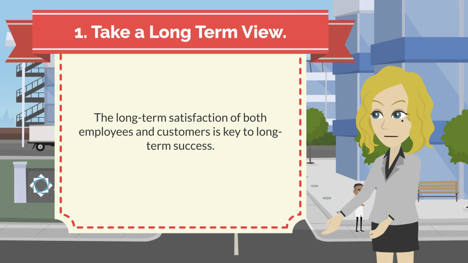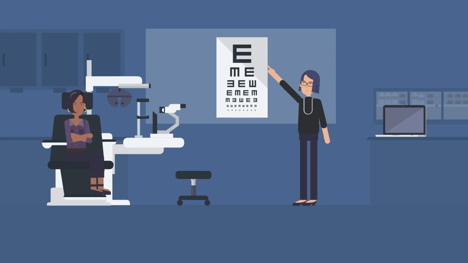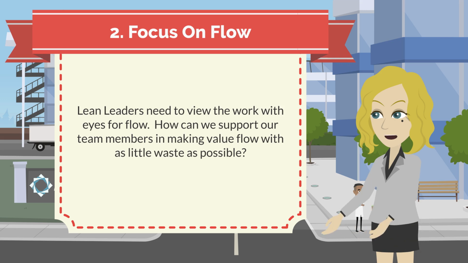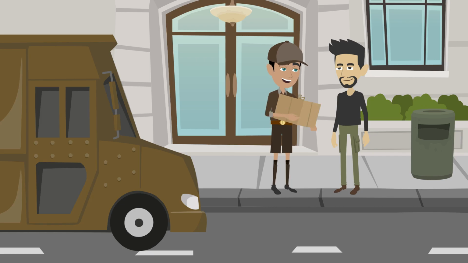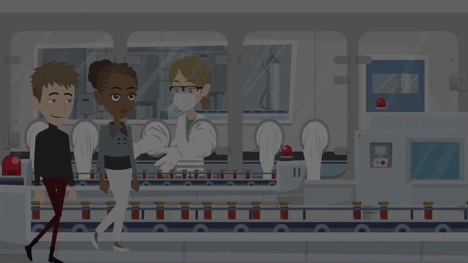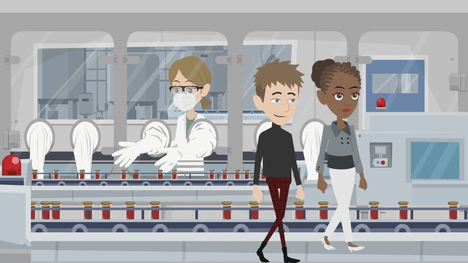Number 2. Lean leaders have a focus on flow. One of the 5 principles of lean, as defined by Womack and Jones, is to make value flow. How can lean leaders focus on flow? They need to change their vision. Not their eyeglass prescription, but the way they view the work. When information or products move toward the customer from the beginning, for example, a customer request, to the end, delivery of a product or service, we need to look toward flow as a key objective. How can I support my team in moving value through this process with as little delay and as little waste as possible?